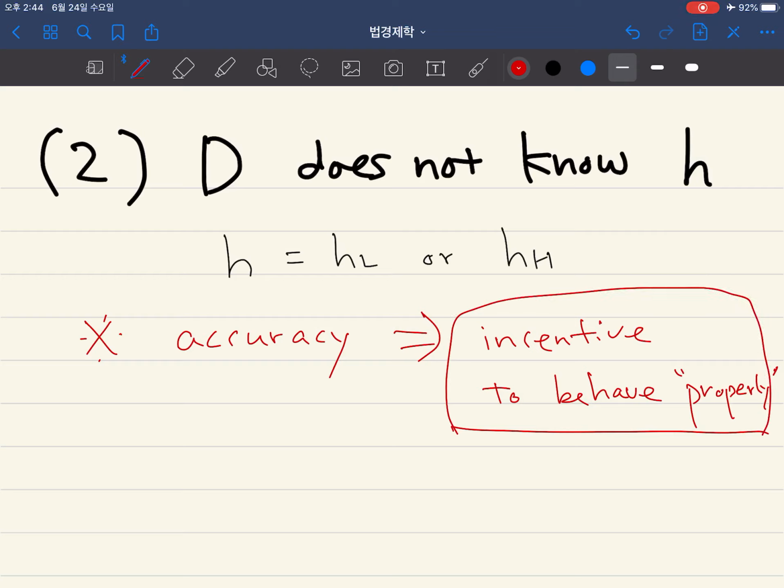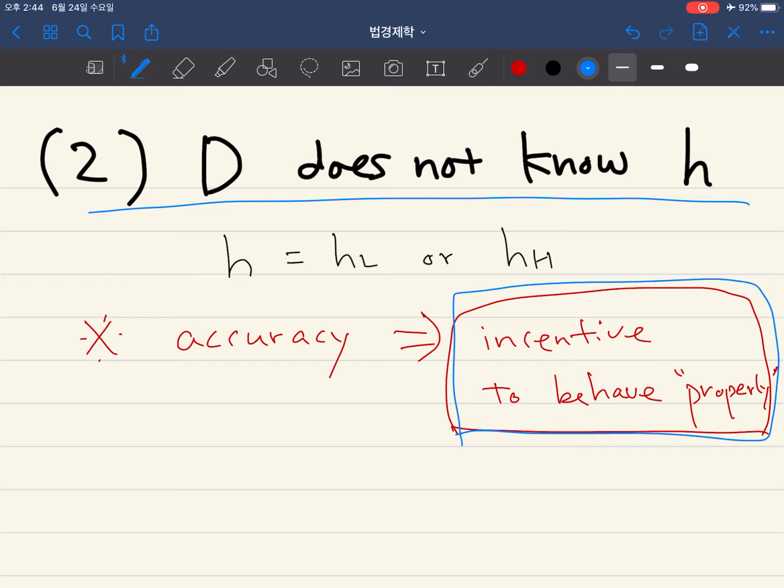And now we're gonna see that in this second case, the defendant does not know the actual harm. In this case, this kind of incentive does not work because the defendant doesn't know whether harm is gonna be small or big. So therefore, in conclusion, we're gonna see that there is no benefit of accuracy. So it's better for the court to make an inaccurate decision. So this is what we're gonna see here.